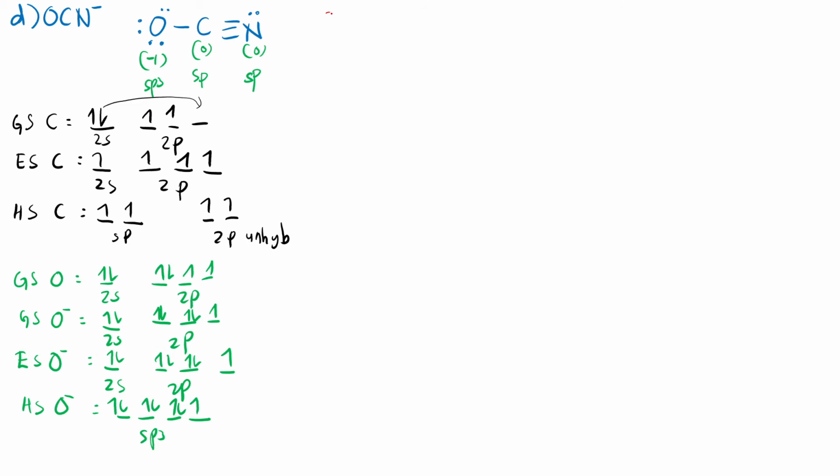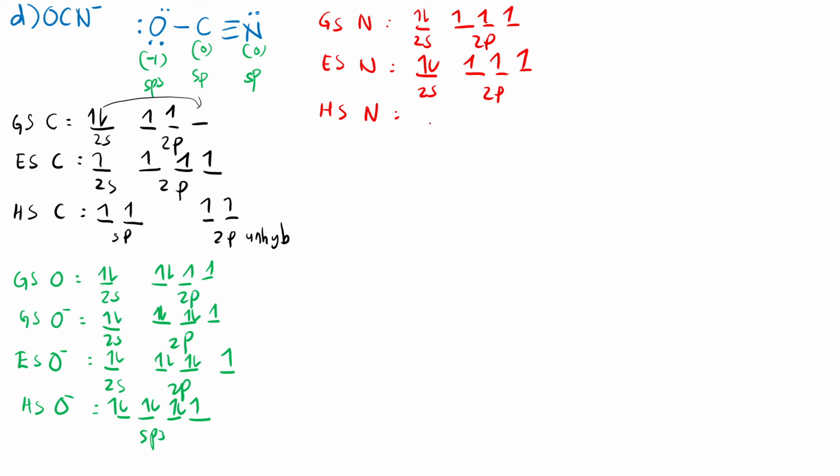Then continue with nitrogen. So ground state of nitrogen: 1, 2, 3, 4, 5. Excited state nitrogen. So kita just perlukan 3 unpaired electron. So just copy. Hybridized state, mix 1s with 1p, sp. Okay, ada 2 left unhybridized to form 2 pi bond.